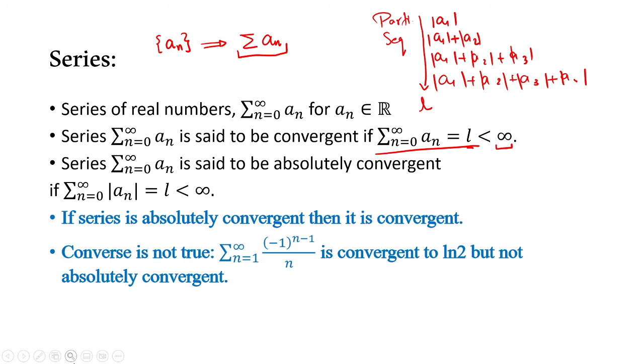So I have a series, summation of (-1) raised to n minus 1 upon n, where n is running from 1 to infinity. This is a series which converges towards ln 2. That means this series is convergent. But if I consider the absolute part of that series, it will look like this: (-1) raised to n minus 1 will become 1 because the absolute value is going to be 1, divided by n. And the series is divergent.